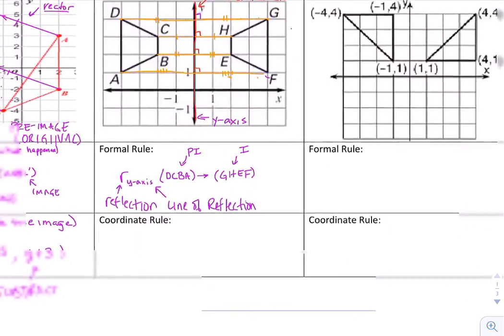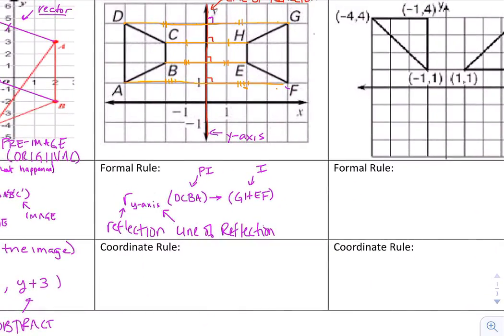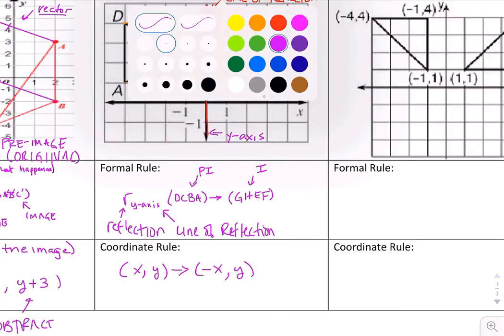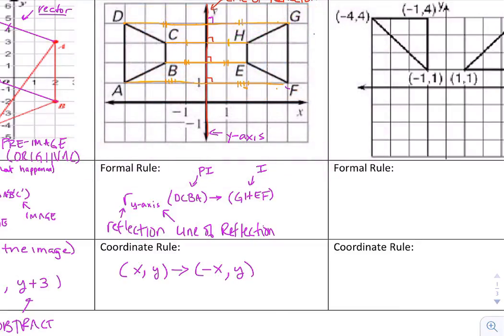Now, the formal rule, or the coordinate rule, there is one for this. In this case, you're going to take x, y, and you're going to move it to the opposite value of x, but you're going to keep your y. For this one, it's not really important that you actually have the perfect coordinate rule. It's important to note that you're going to see some common things. The most common thing for the coordinate rule for reflections is that you're going to change the sign of x or y.